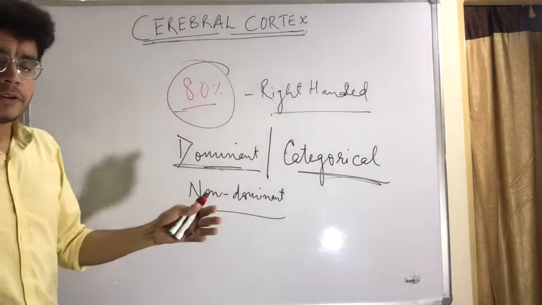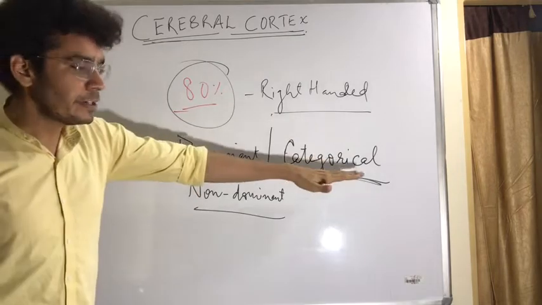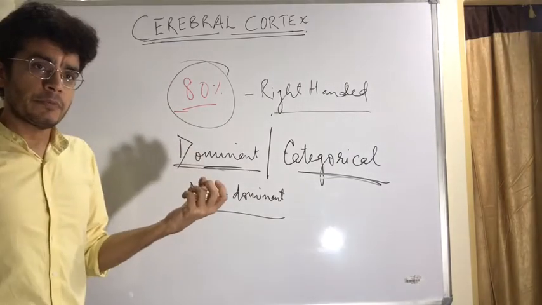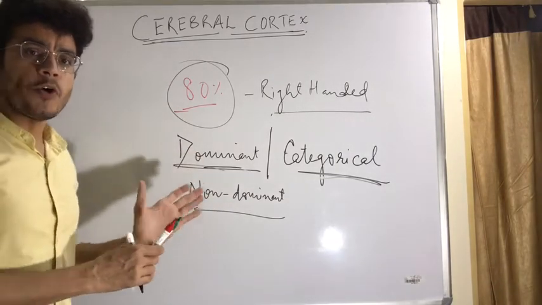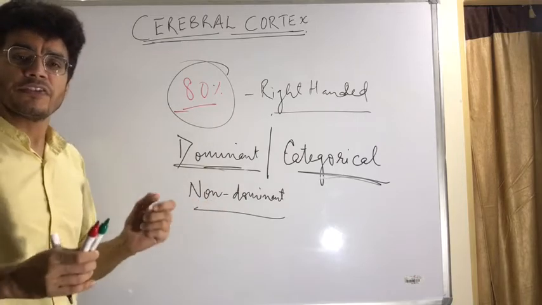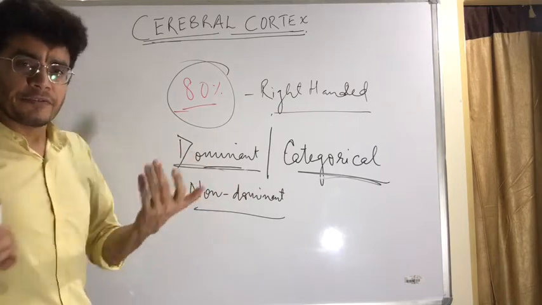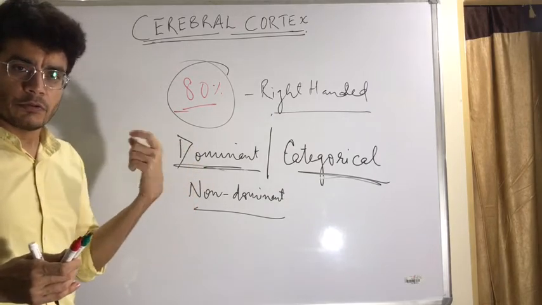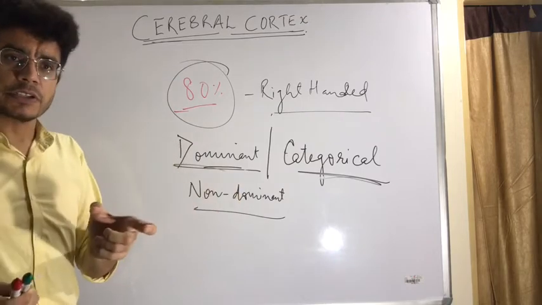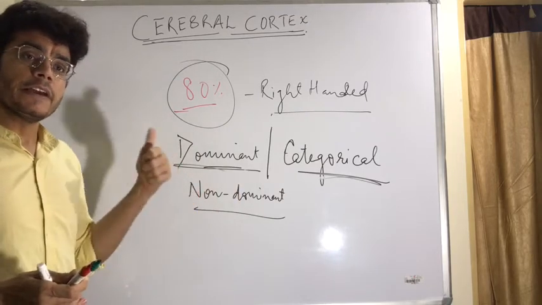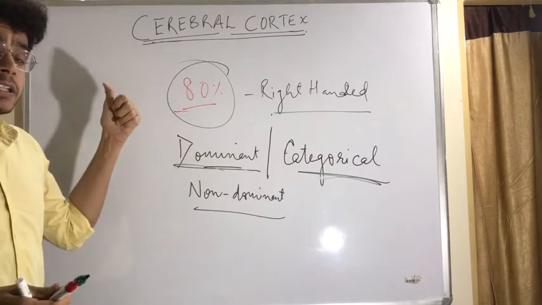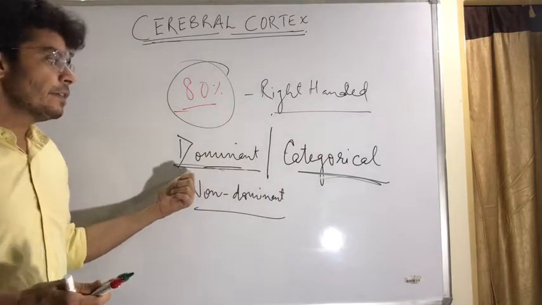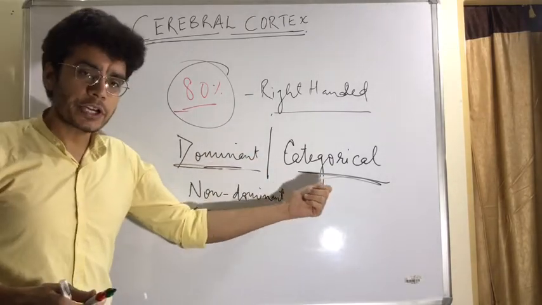Out of the left-handed, mostly the left side is the dominant one. A very small percentage of left-handed people are called strongly left-handed, meaning they perform each and every task with the left hand. Of the 20% who are left-handed, 2 to 3% are strongly left-handed, and they will have the right cerebral hemisphere as the dominant or categorical one. Otherwise they will also have the left cerebral hemisphere as dominant or categorical.